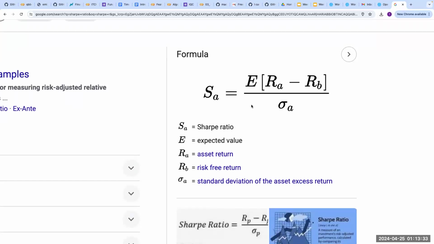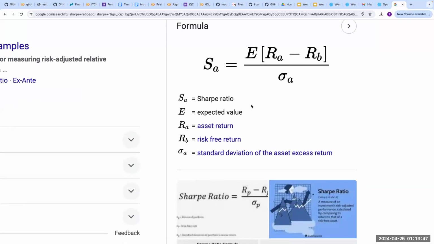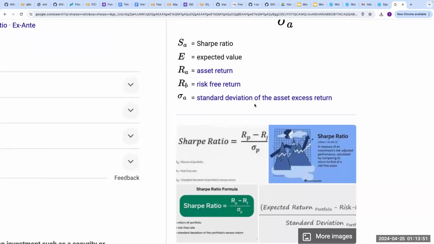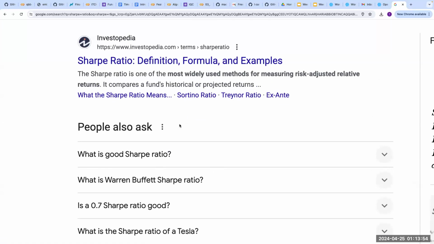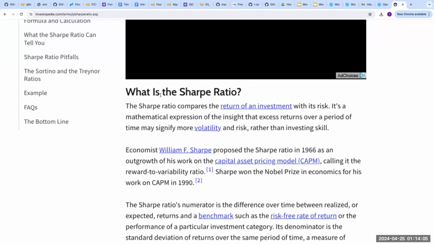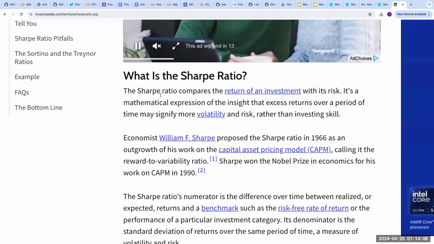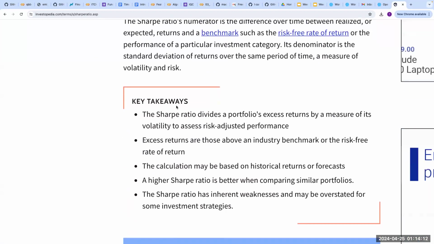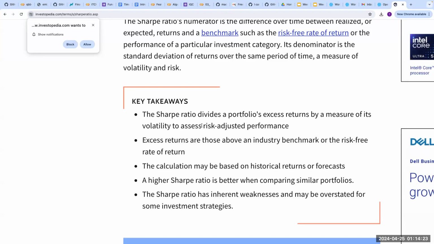It's the expected value of your asset minus the risk-free return. So what your asset is returning and your risk-free return are subtracted, and you divide by sigma, which is your standard deviation. So the simple sharp ratio is reflective of how your risk-adjusted value is performing. This is what we usually refer to on Investopedia. It says it measures how your stock portfolio has returns.